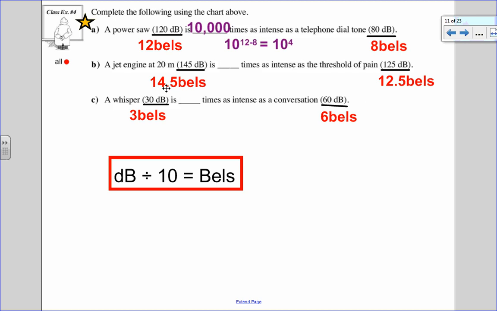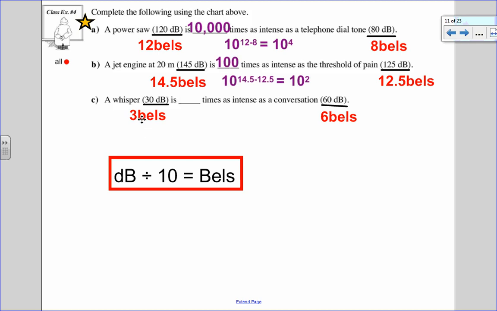The jet engine at 14.5 compared to the threshold of pain, doesn't that sound lovely? At 12.5 bells. So this is 2 units higher, which means it will be 2 factors of 10 more times intense, which is 10 squared, or 100.